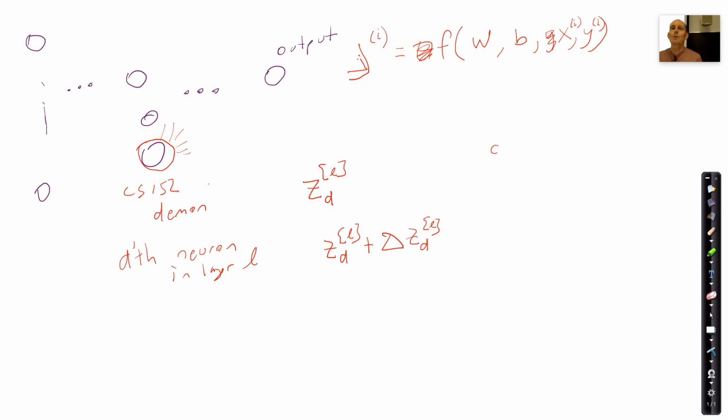So if we look at the partial derivative of J with respect to Z sub D at L, that tells us how sensitive J is when there's a change in Z, right? So what would it mean if this were 0? Can the daemon do anything to affect the cost? No. And what's a very large number? Yeah, the daemon can make a big change there, right?